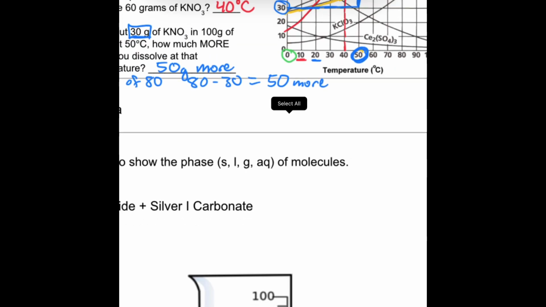Now, a couple of you asked me, what does S, L, G, and AQ mean? Because you saw those things on our last test review, and you were like, what are those letters? And I just said, hey, it's a phase symbol. Don't worry about it right now. Now we're going to start worrying about it. So solid, S, L is liquid, G is gas, and then AQ is aqueous.